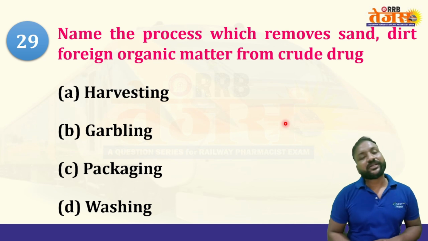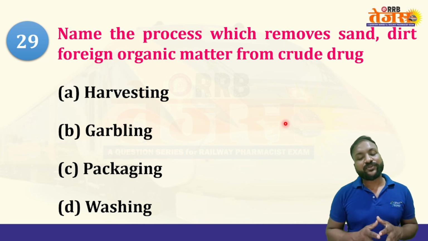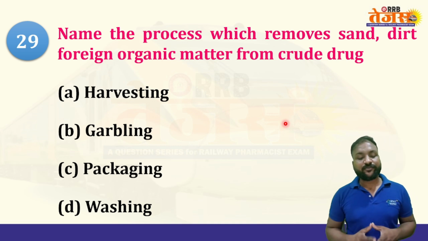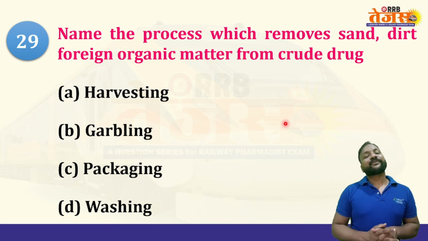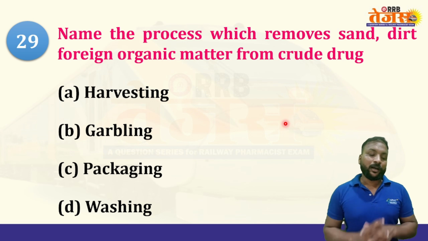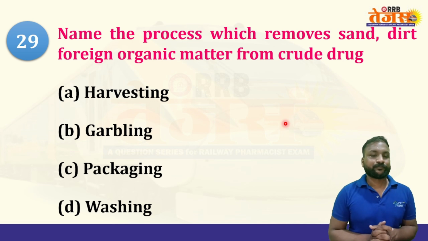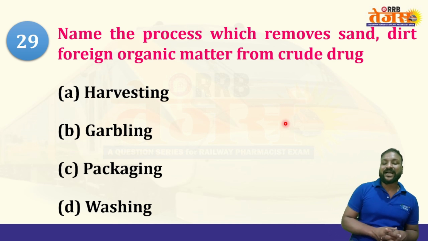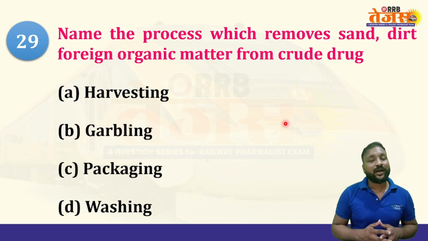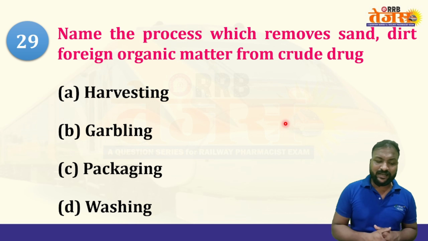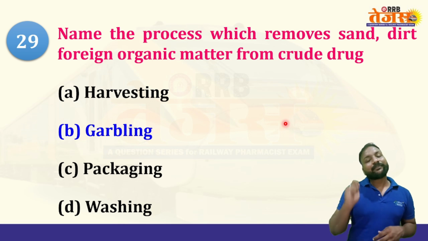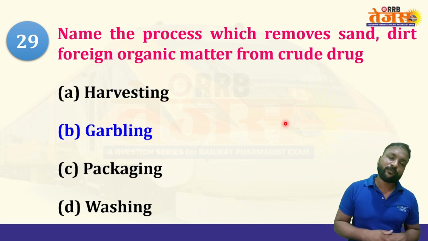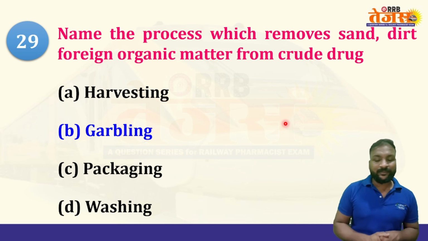And the last second question, the 29th question: name the process which removes sand, dirt, foreign organic matter from crude drug. In pharmacognosy, you have the processing of herbs, with primary processing and secondary processing. In primary processing, to remove sand, dirt and foreign organic matter, we do one procedure. What was that? Harvesting, garbling, pickling, packaging, or washing. What is the right answer here? Garbling, the physical removal of dirt and everything, is known as garbling.